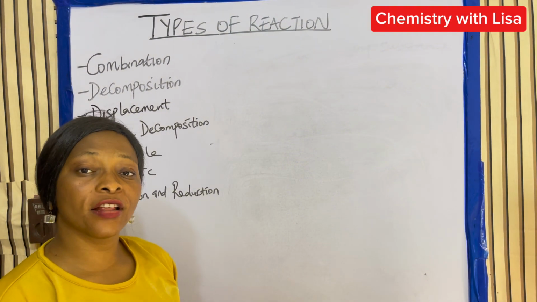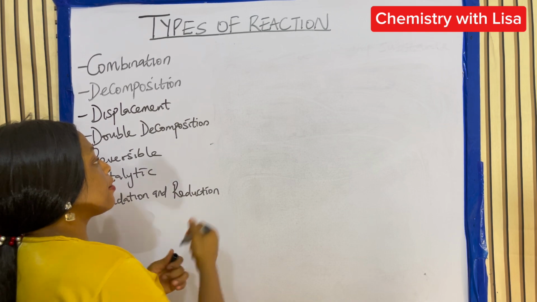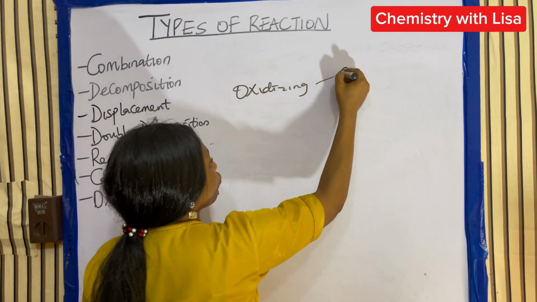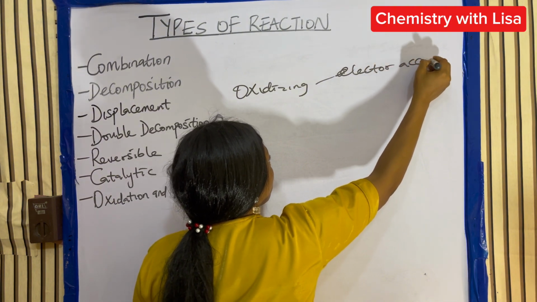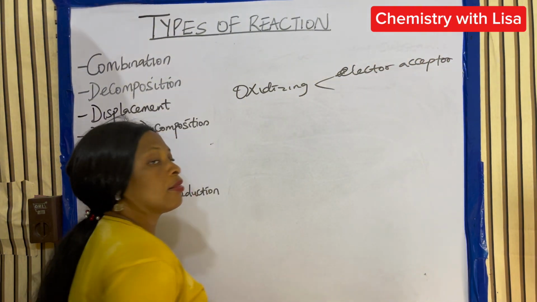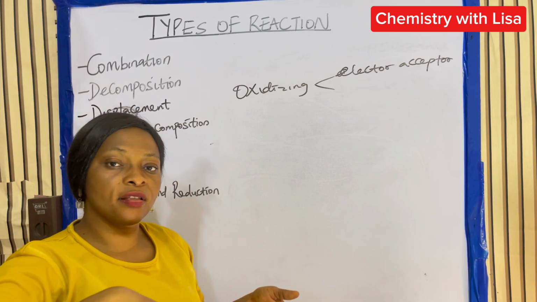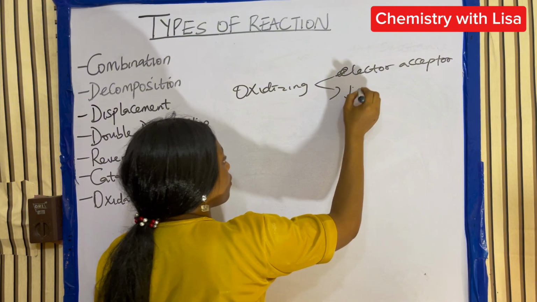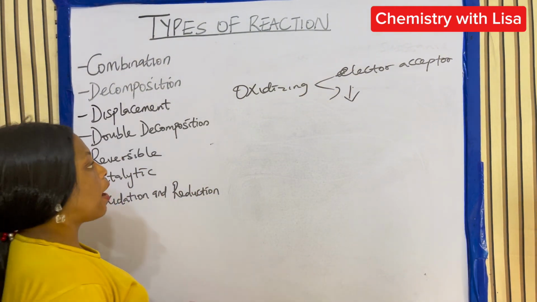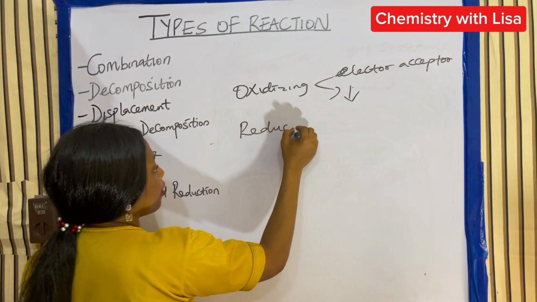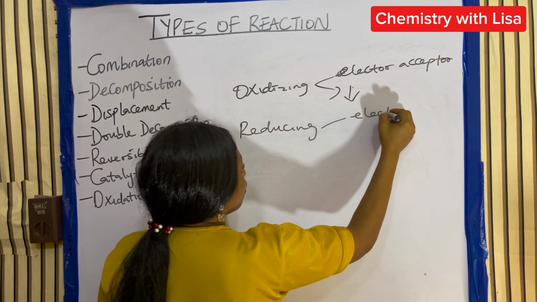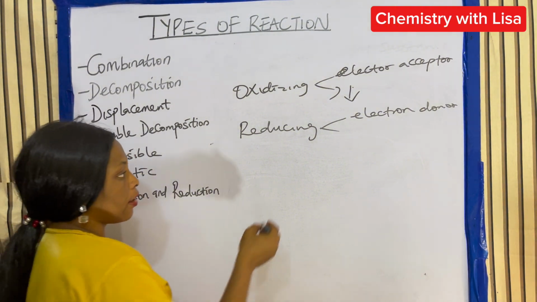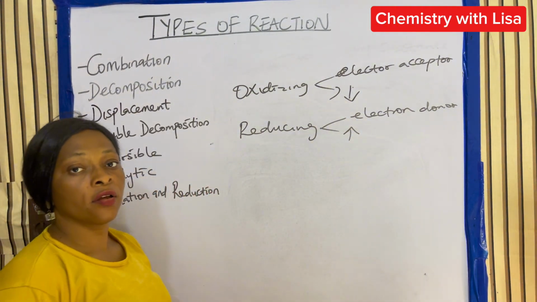So let's look at the oxidizing agent. What is an oxidizing agent? Basically, an oxidizing agent is any agent that accepts an electron. It's an electron acceptor, or any agent whose oxidation number decreases in the positive direction. While reducing agents are electron donors, or any element whose oxidation number increases in the positive direction.